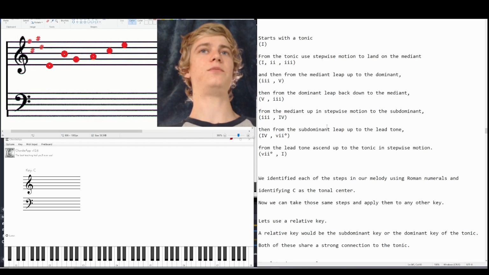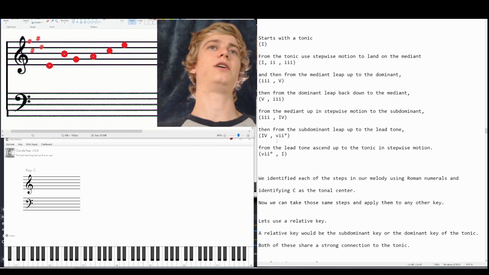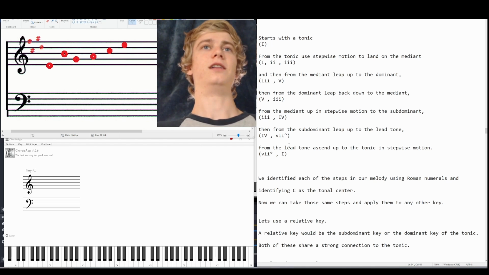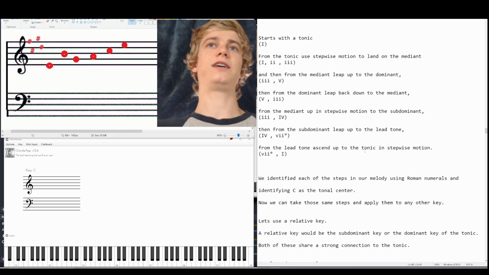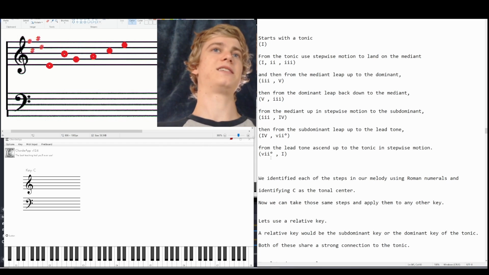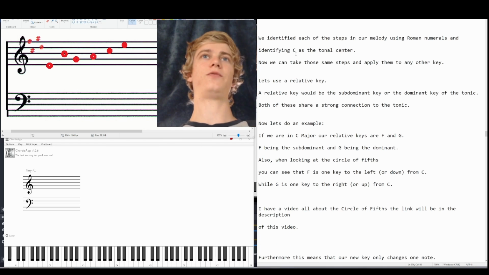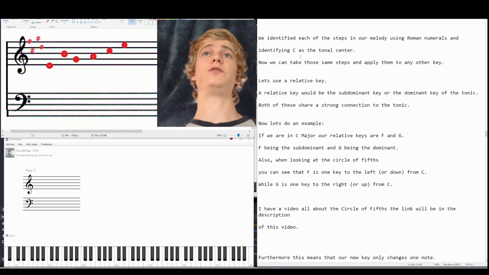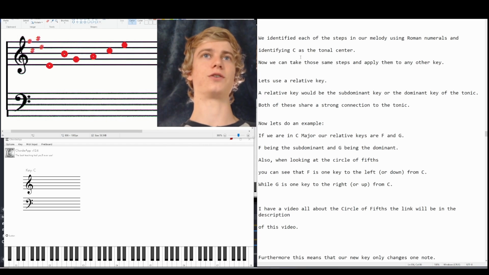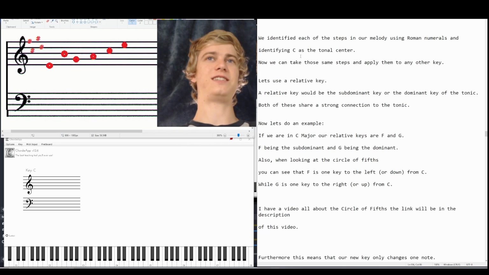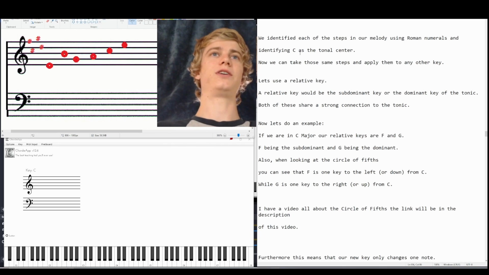And then from the subdominant, it leaps to the leading tone. It goes from the 4 to the 7 diminished, so it goes right to that leading tone. And then from the leading tone, it ascends up to the tonic in stepwise motion, up to our 1. So what happened was we identified each of the steps in our melody using Roman numerals and identified C as the tonal center. So now we can take those same steps and apply them into another key.